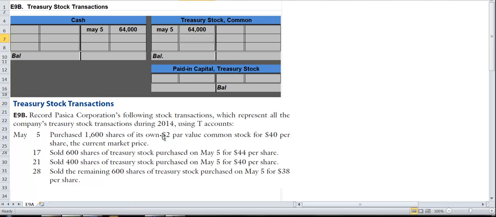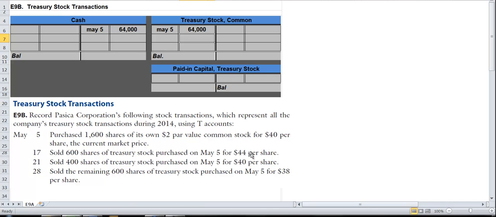Now this $2 par value doesn't matter at this point in time. Later on, when we do the retirement of treasury stock, then we have to take the par value into consideration. Because remember, the par value is only used when we access our legal capital account, which is our common stock account.